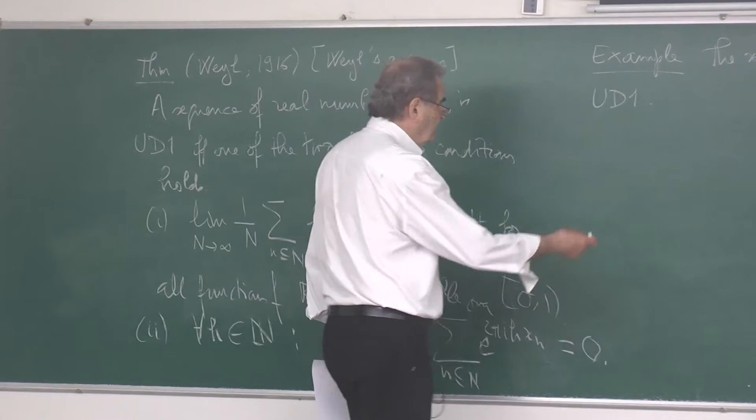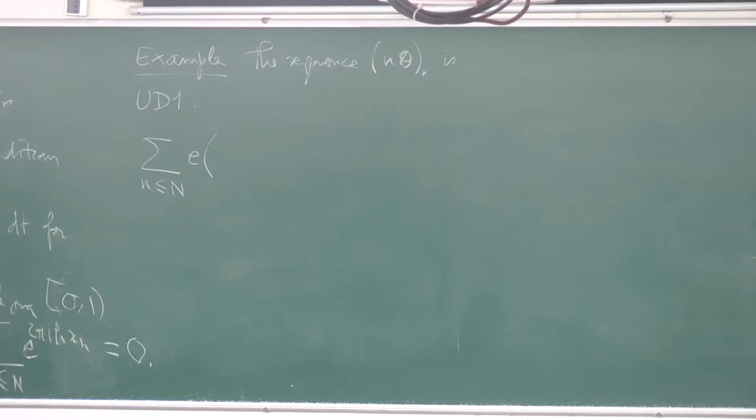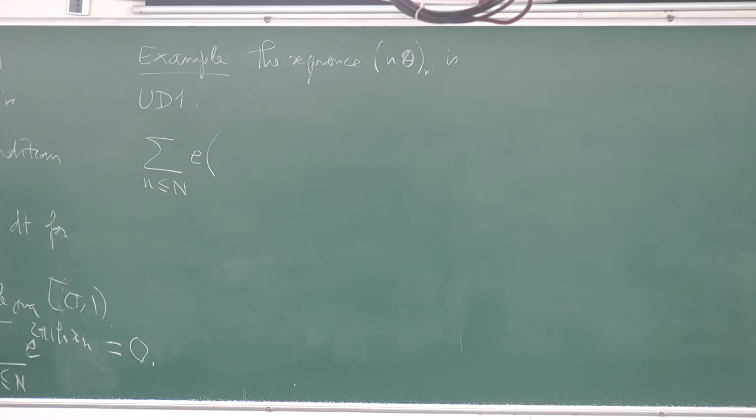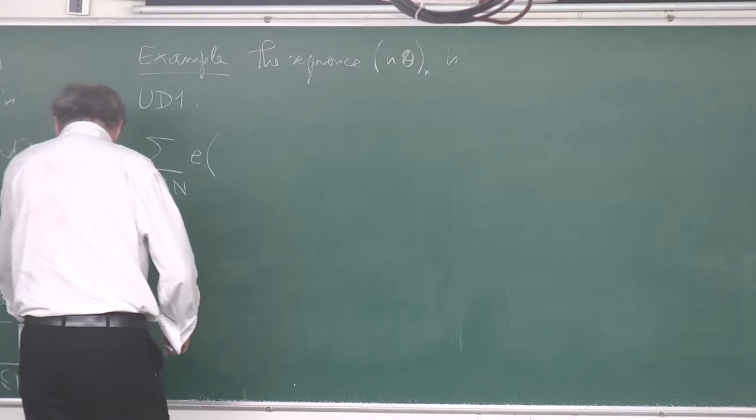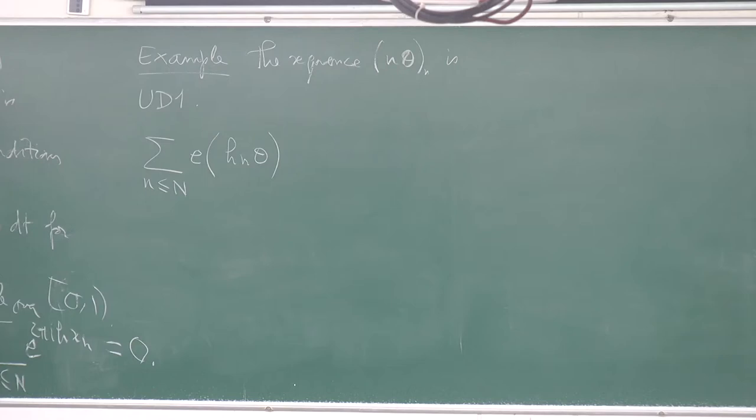Okay, why? Well, you take h which is positive, and you try to see what is the summation when n is up to N of e of h n theta. I mean, in the statement, I wrote it with the exponential of 2 pi i. But of course, in all the proofs I'm going to use the smaller notation e of x. This is what you have to show: that this is little o of capital N. Or if you divide it by N, you have something which tends to 0, as you wish.